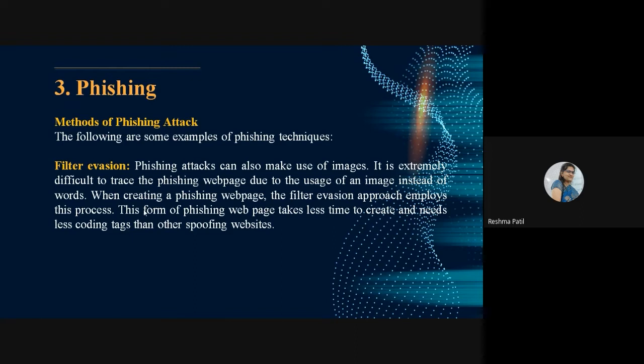When you have to click on this particular image, you will feel that this is a genuine website. After clicking on that image, you will feel that the website is genuine, but actually it is a fake website. Because of these images, it is difficult to understand where we are clicking, on the right path or the fake path. So that is filter evasion.